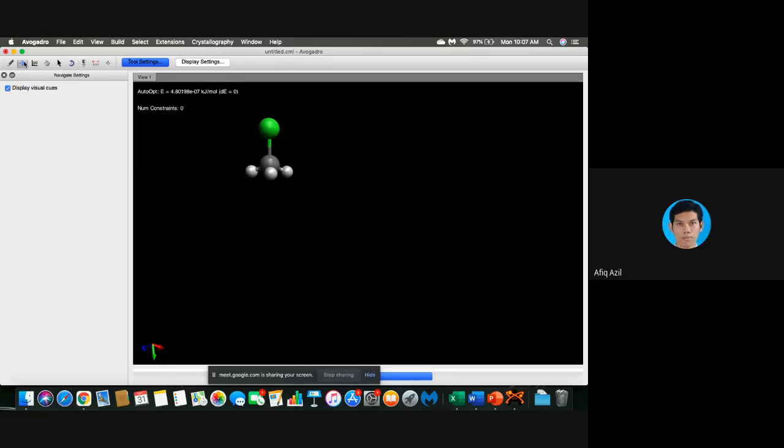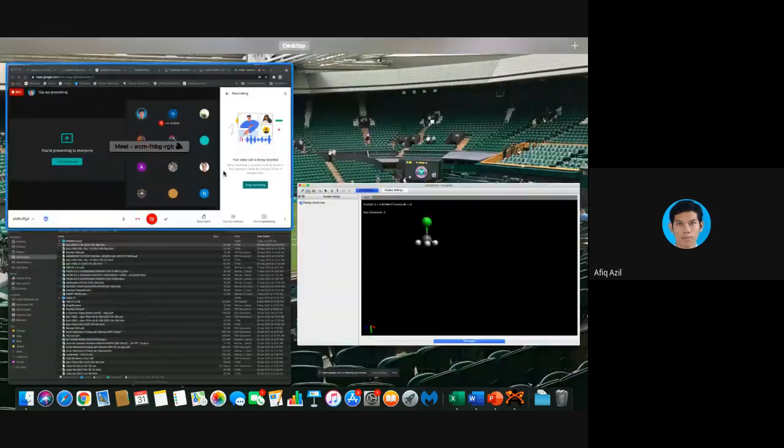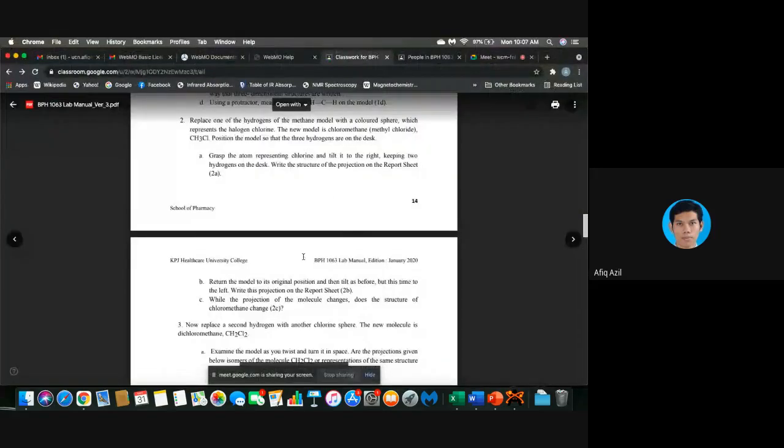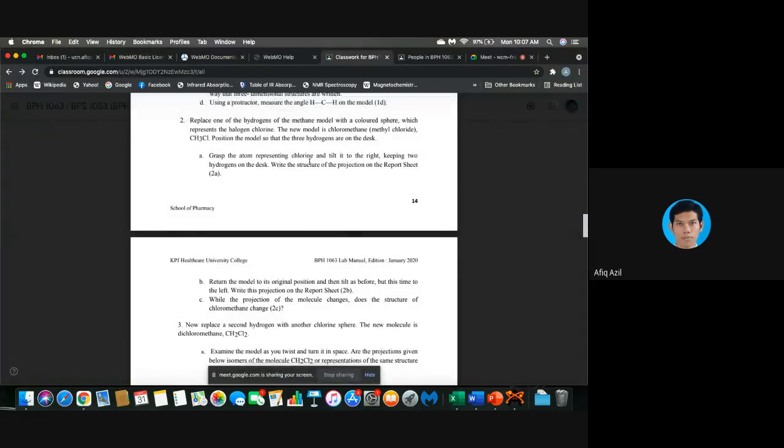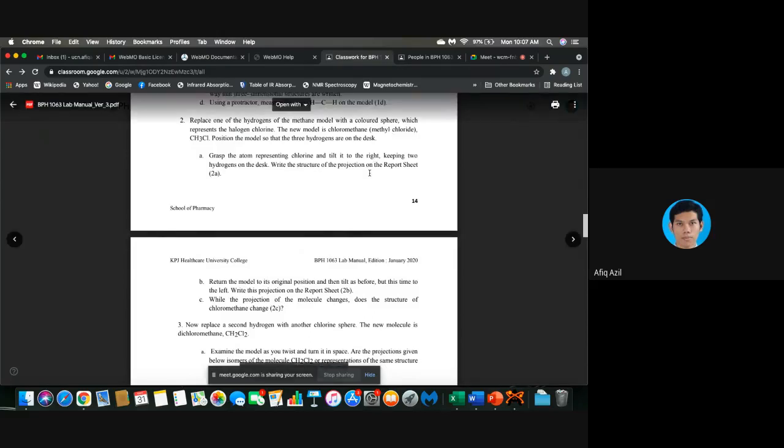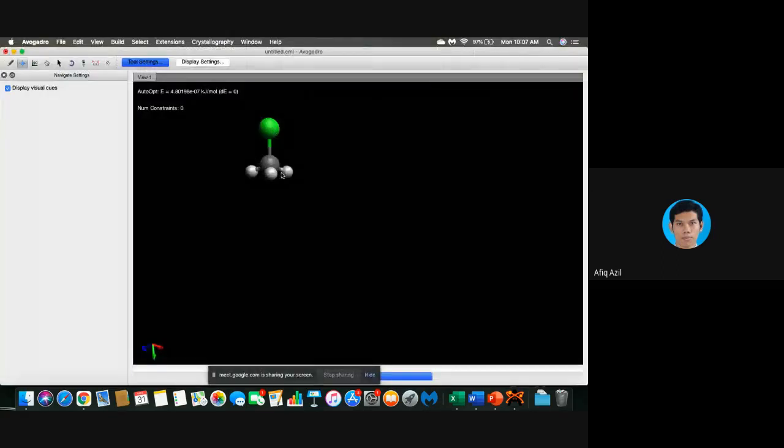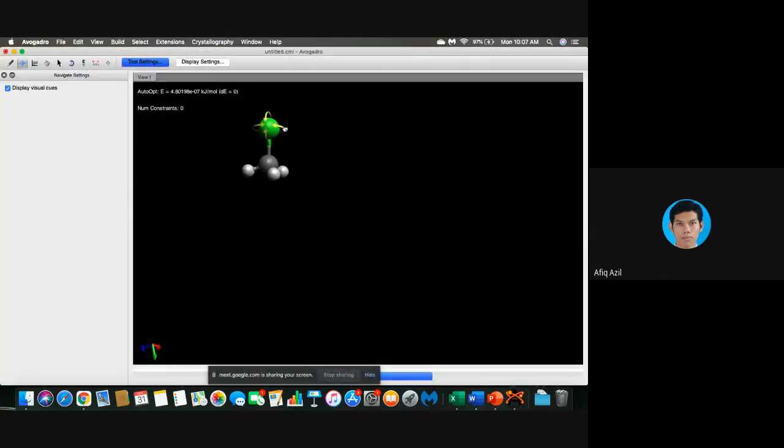Then you follow what the question asks you. Grasp the atom representing chlorine and tilt it to the right, keeping two hydrogen on the desk. Write the structure of the projection on the report sheet. So it wants only two hydrogen on the desk. It should be something like this. Two hydrogen on the desk. So draw the projection as what you see.